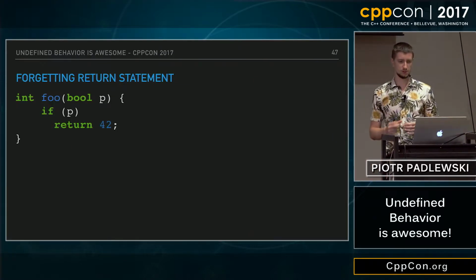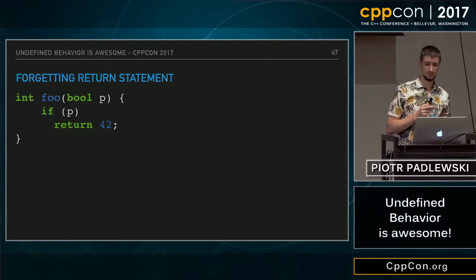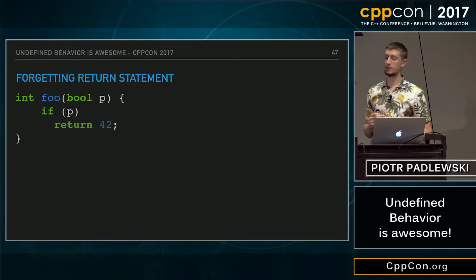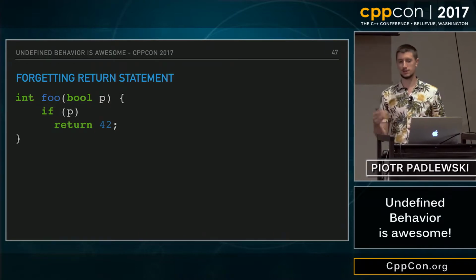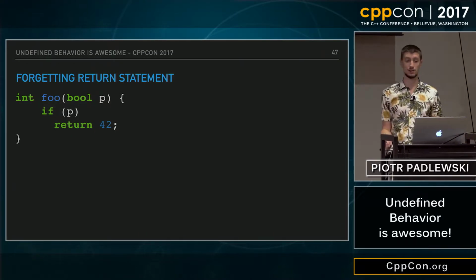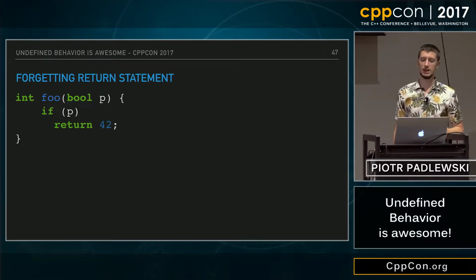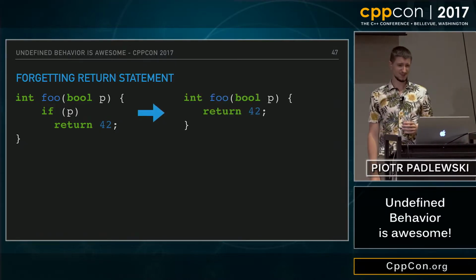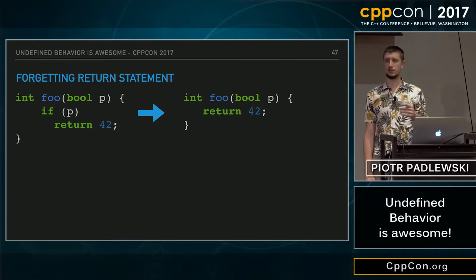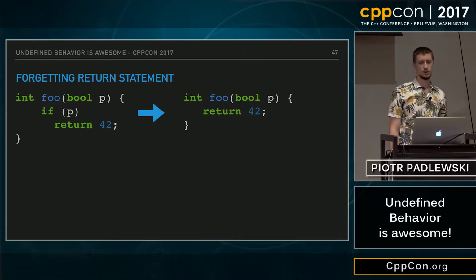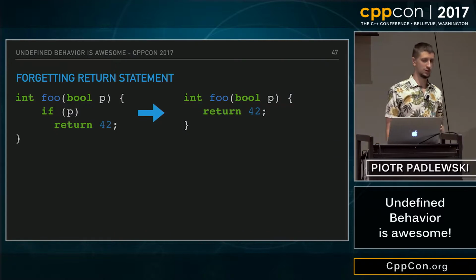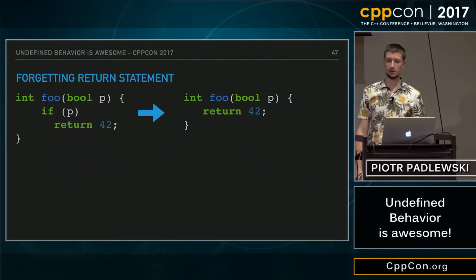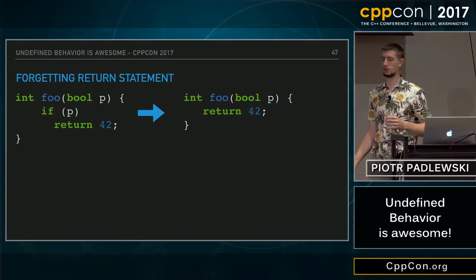Okay, so let's go to the return statement. In C++, when you forget a return statement, there is a path in your function that leads to the end of the function without a return statement, and we have to return something. This is undefined behavior, and the compiler can pretty much just optimize it to this thing. Right now it just assumes that P is always true, because if P is not true, then the path will lead to undefined behavior, so we can not think about it.